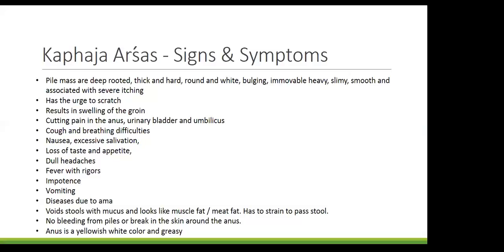There usually isn't much bleeding from the piles or break in the skin around the anus because of the excessive moisture or the nature of the Kaphaja Arśas. It'll be very stagnant and very large, but it's not usually associated with bleeding. Okay, and the anus tends to be a yellowish whitish color and it's quite greasy. Okay, so this is again another thing to ask. Sometimes when people have this type of pile mass, they may not necessarily see it.